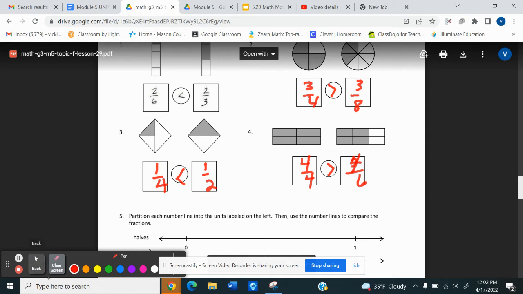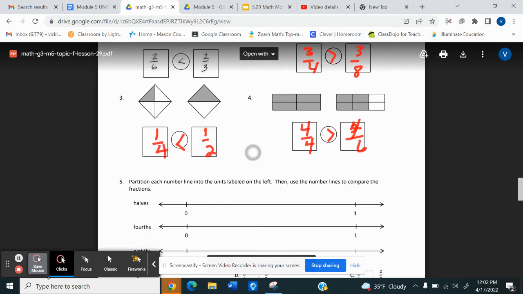Let's see here. I want to go back. Oh, yay, that was better this time, wasn't it?